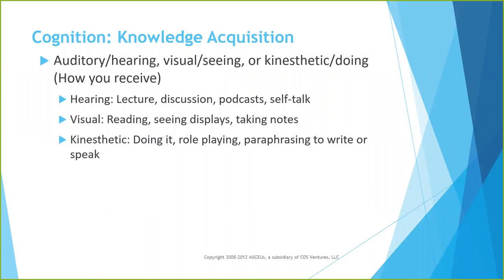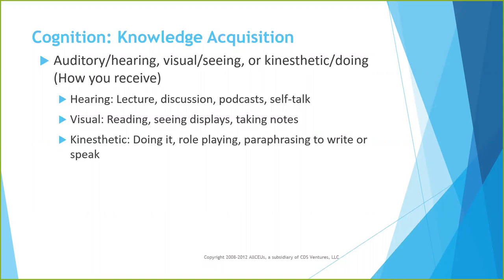Knowledge acquisition: auditory, hearing; visual, seeing; and kinesthetic, doing. It's how you receive information. People who learn best by hearing will learn best in lecture, discussion, listening to podcasts, or even talking to themselves. So sometimes they'll go into a room and just talk it out. Or give them a dog, let them talk to their dog. But they need to hear the information.